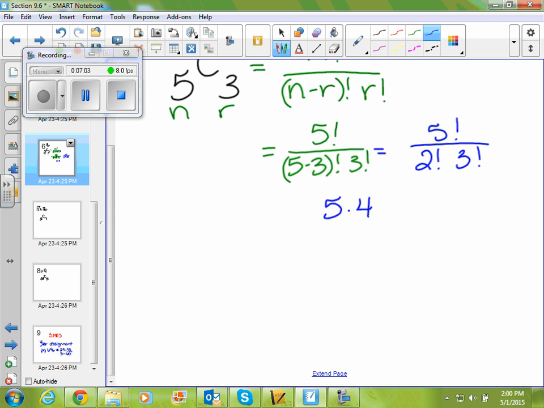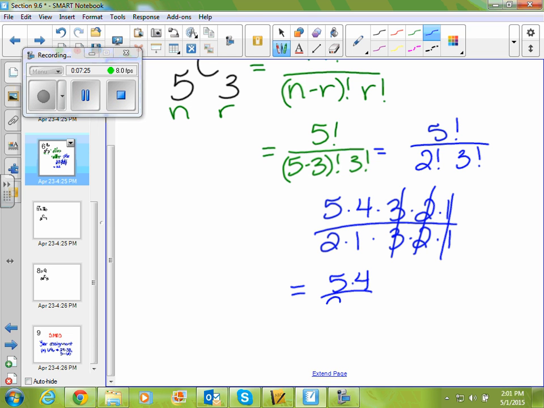So 5 factorial is 5 times 4 times 3 times 2 times 1. And 2 factorial is 2 times 1. And 3 factorial is 3 times 2 times 1. So if I cancel the things that are the same, I end up with 5 times 4 divided by 2 times 1. What's 5 times 4? 20. What's 2 times 1? 2. What's 20 divided by 2? 10. So there'd be 10 different ways to do that.